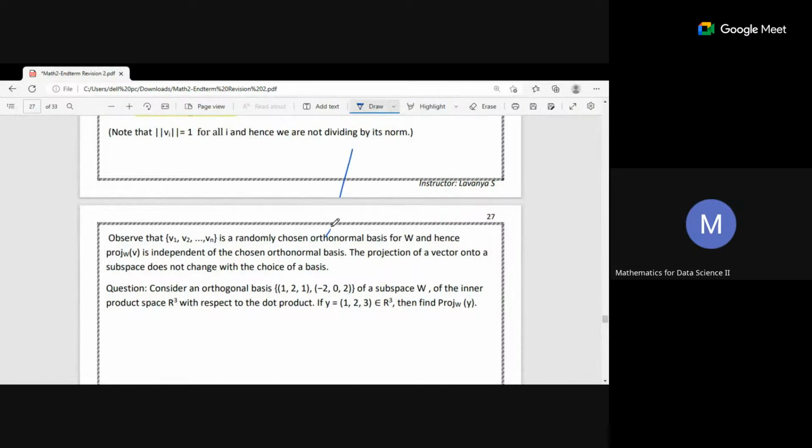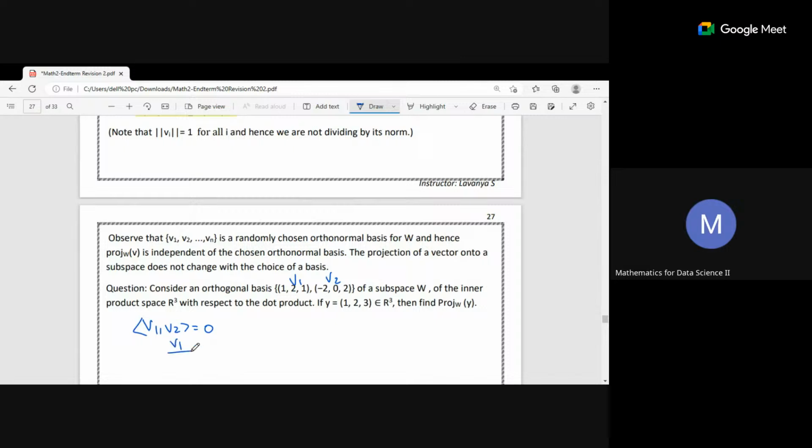By the way, are they already orthogonal? In this example, are they already orthogonal? Yes, ma'am, V1 and V2. So in that case, Gram-Schmidt is not required, right? The inner product of V1, V2 is already 0. So you just have to divide by their norms.